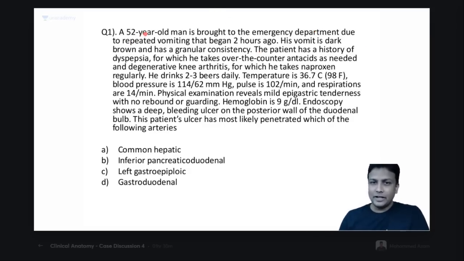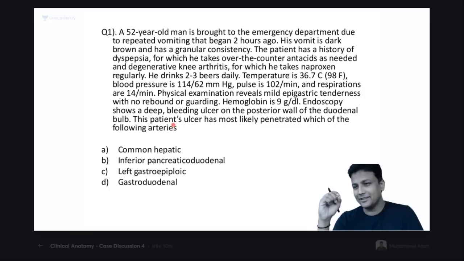Welcome. A 52-year-old man is brought to the emergency department due to repeated vomiting that began about 2 hours ago. After that, his vomitus is dark brown and has a granular consistency. The patient has a history of dyspepsia for which he takes over-the-counter antacids as needed, and degenerative knee arthritis for which he takes naproxen regularly. He drinks 2 to 3 beers daily. Temperature, blood pressure, pulse, and respiration rate are given. Physical examination reveals mild epigastric tenderness with no rebound or guarding. Hemoglobin is 9 grams per dL. Endoscopy shows a deep bleeding ulcer on the posterior wall of the duodenal bulb. This patient's ulcer has most likely penetrated which of the following arteries?